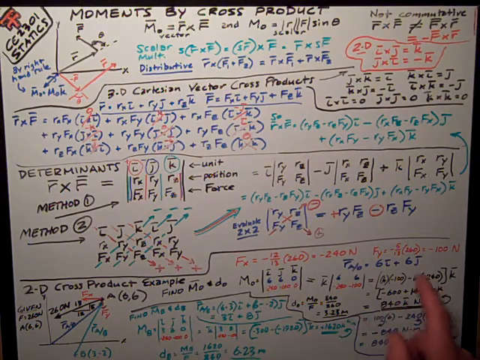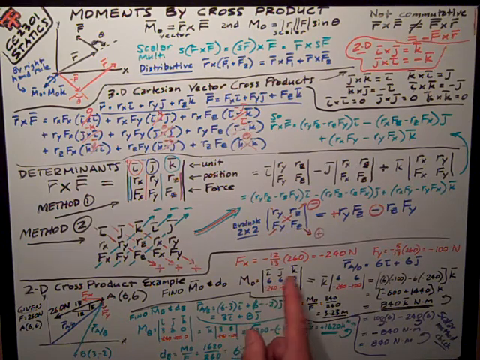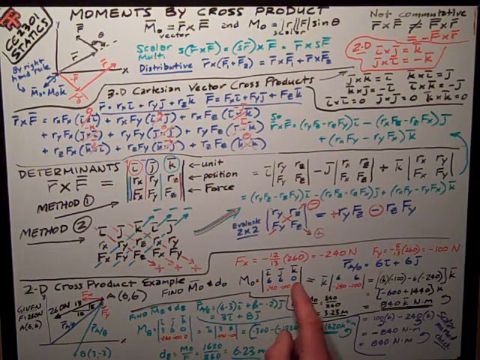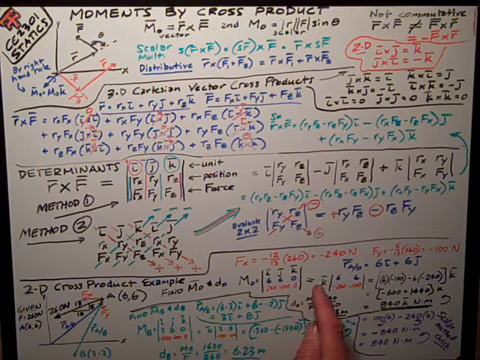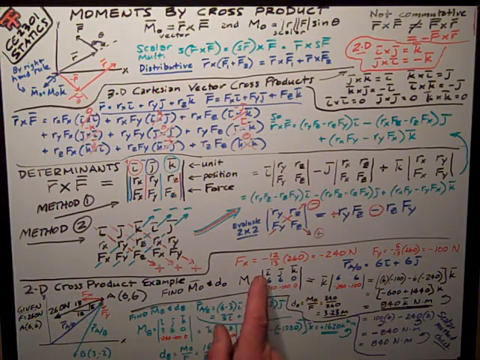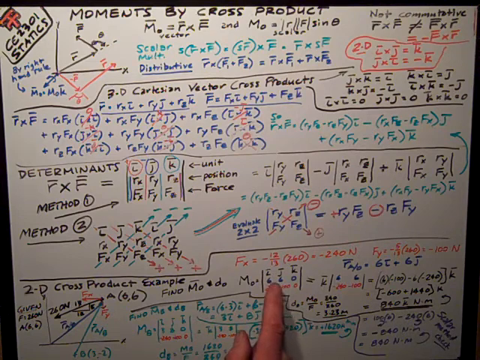And now I'm ready to write my determinant, which looks like this: ijk unit vectors, position vector 6, 6, 0, force vector negative 240, negative 100, 0 on the bottom. The i's go to 0 because I have 6 times 0 minus negative 100 times 0. The j's go to 0 because I have 6 times 0, 0 times negative 240. So the only thing that gives me a value is k.